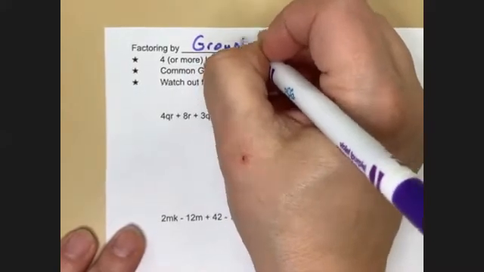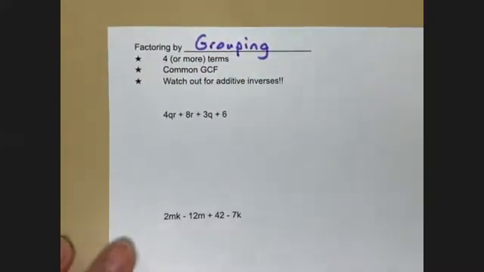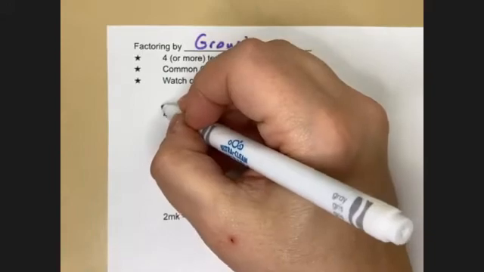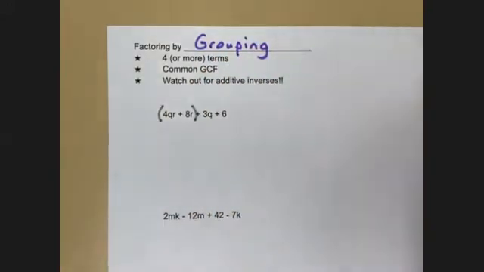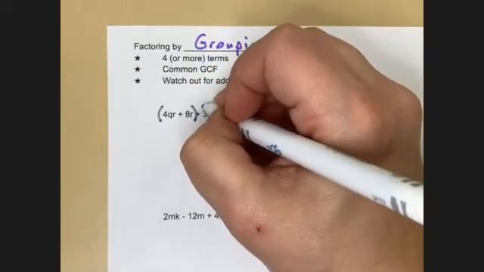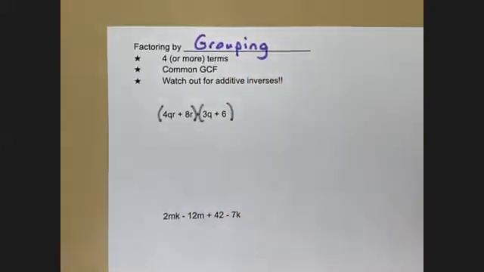Now, factoring by grouping, anytime you see 4 terms, I said or more, which it does work with the or more, but 4 terms, you should be looking for this. You're finding a GCF and you need to watch out for additive inverses. So we're going to do a couple of examples because I'm sure you're like, what are you talking about? So since I'm grouping, what I'm going to do when I see 4 terms, I'm going to go ahead and put parentheses to group the first 2 terms, and then parentheses to group the second 2 terms.